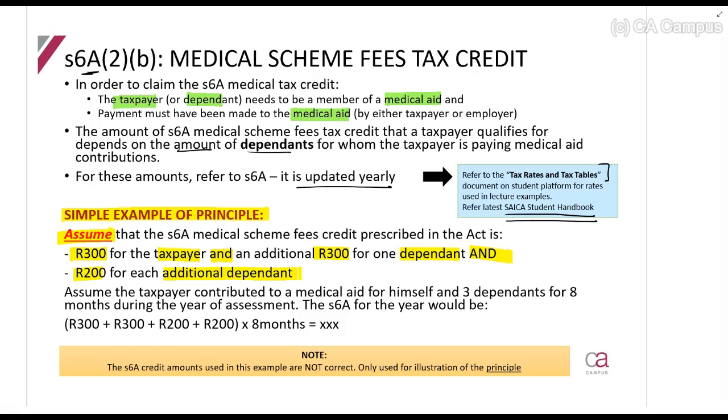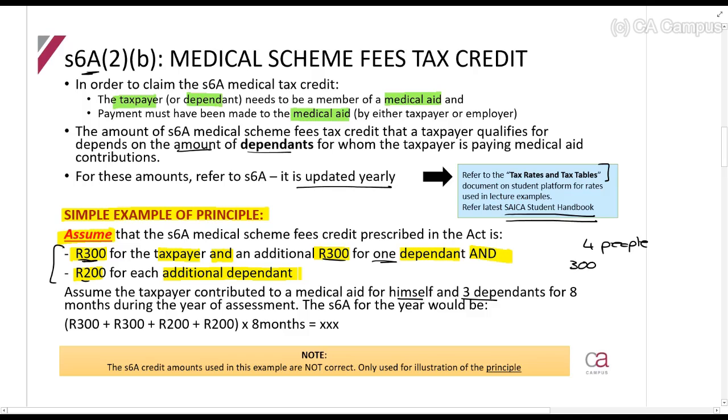This taxpayer makes a contribution for himself and 3 dependents. So there are 4 people belonging to the medical aid, as you can see. So how it works, and this is honestly, guys, just my amounts here are different from the Act, but the principle is the same. How it works is you say the taxpayer gets 300 rands a month.